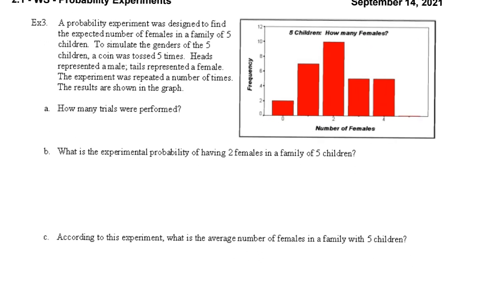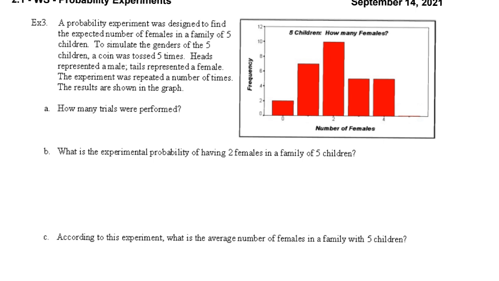A probability experiment was designed to find the expected number of females in a family of 5 children. To simulate the genders of 5 children, a coin was tossed 5 times. Heads represented a male and tails represented a female. The experiment was repeated a number of times. The result of this is the graph that's shown here.